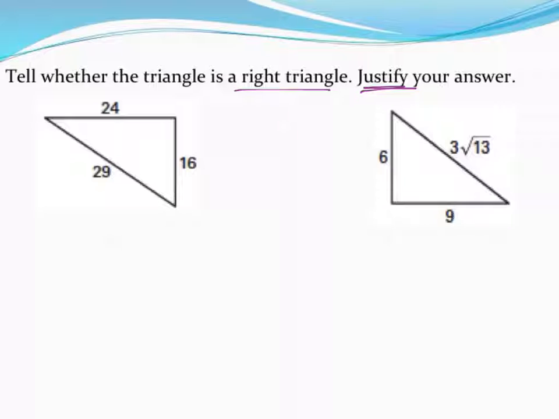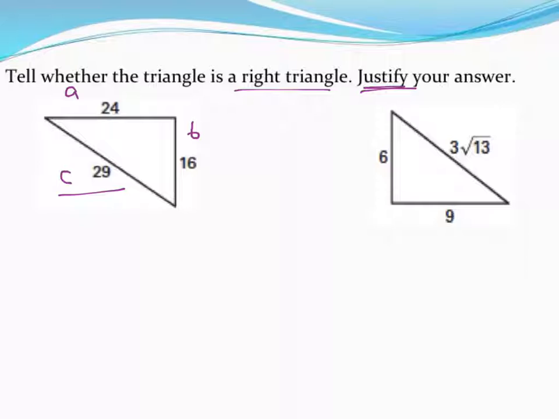To test if these are right triangles, we're going to use the Pythagorean theorem. In this first example on the left, I'm going to label my sides A, B, and C. Even though if it's not a right triangle, C, we're going to call this the hypotenuse, even though we don't know if it's the hypotenuse yet. If it's not right, it won't be a hypotenuse. But let's call it that just because it is the biggest side in this case.